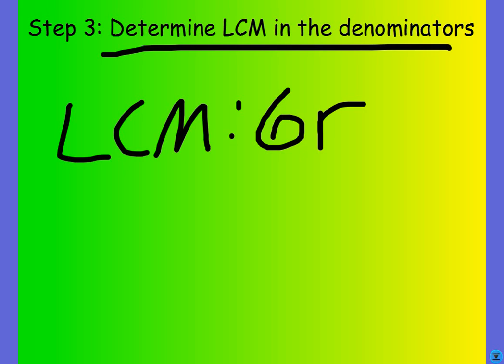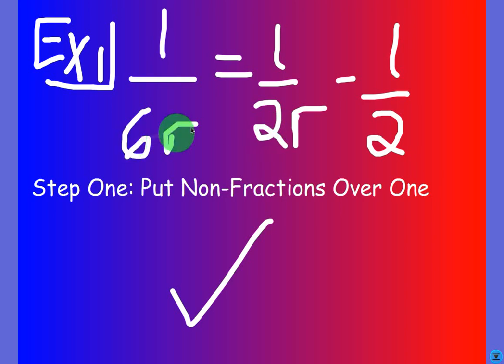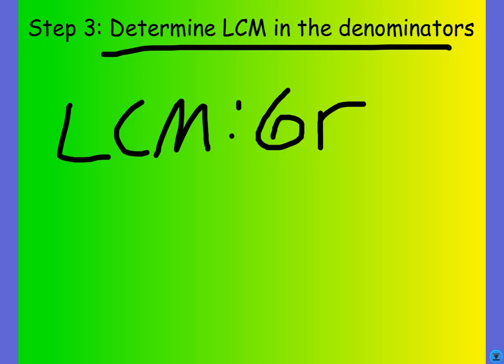Whoops, skipped a step. Next, you find the LCM of the denominators. Okay? So first of all, we found the LCM of 6, 2, and 2 to be 6. And then r is your biggest exponent for your variable. So therefore, the LCM is 6r.